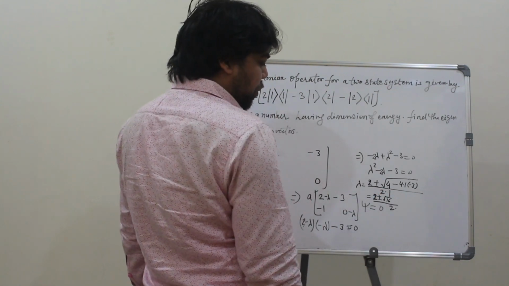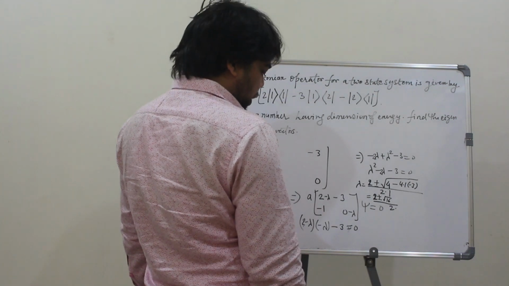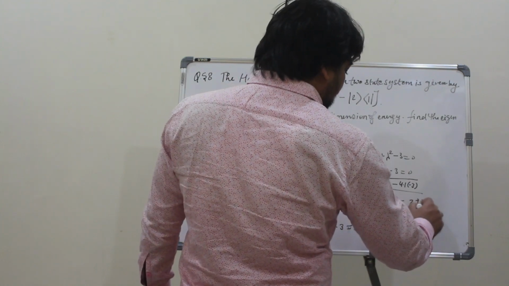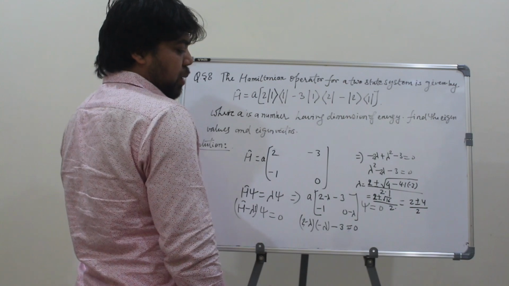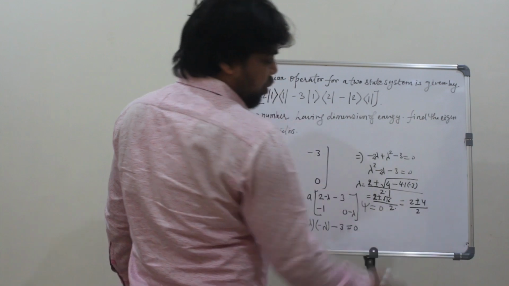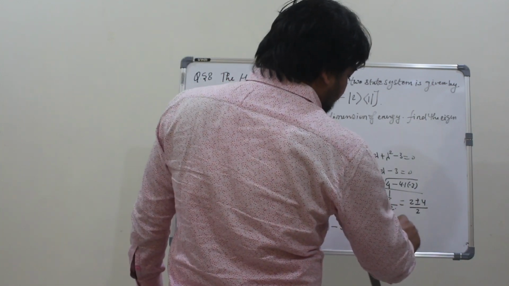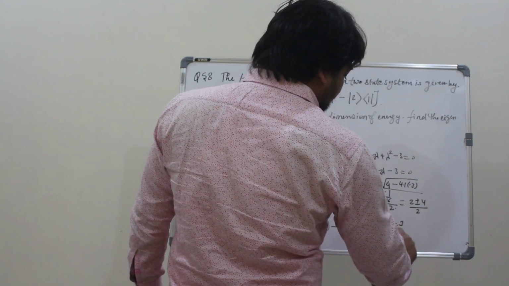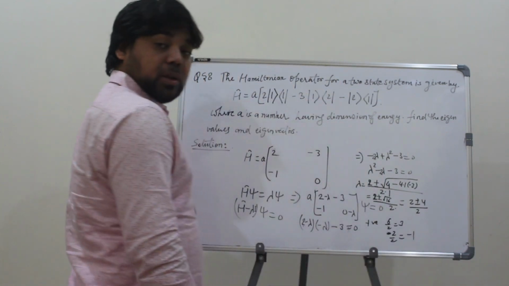Divided by 2a. So 2 plus minus 16 is 2 plus minus 4 divided by 2. So one root will be 2 plus 4 divided by 2. 6 divided by 2 is 3, and 2 minus 4 is minus 2, divided by 2 is minus 1. These are the two roots, 3 and minus 1, right?